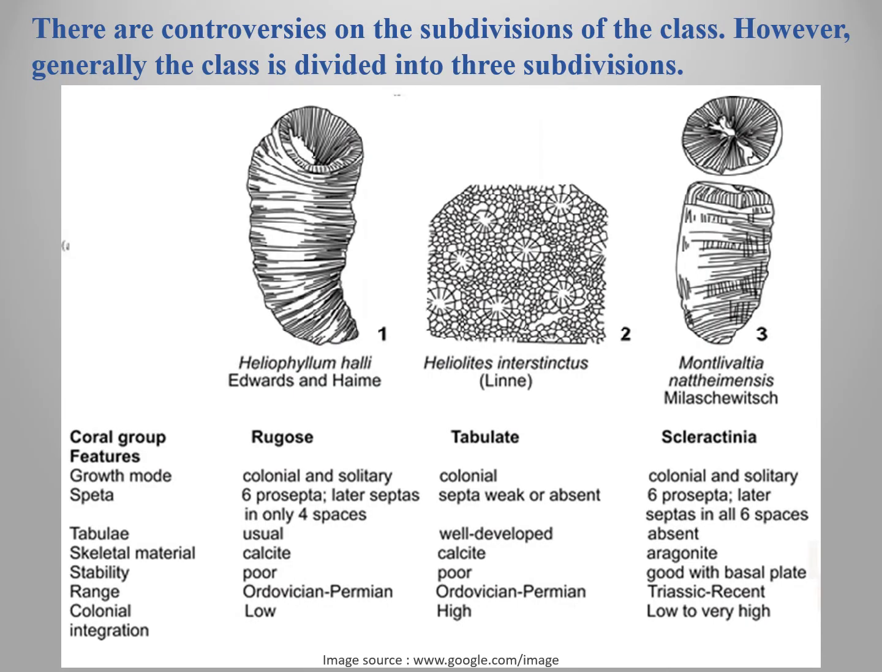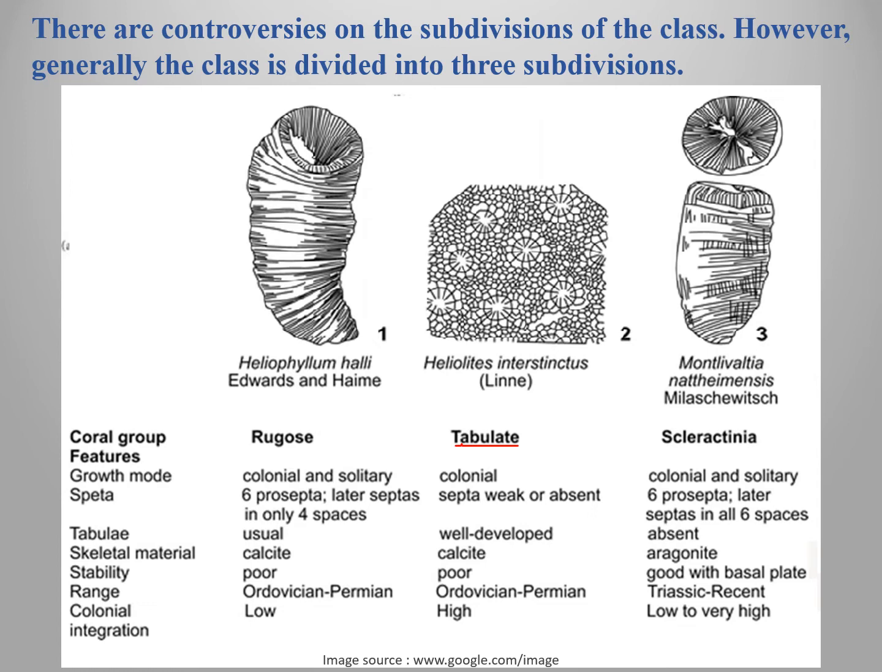Now, there are many classification schemes and different subdivisions proposed to classify corals, and depending on that there are many controversies, but overall the corals are classified into three broad subdivisions: the rugose corals, the tabulate corals, and the scleractinia corals. These corals are classified depending on their different morphologies. The rugose corals are generally robust. They made their calcareous hard part by calcite.